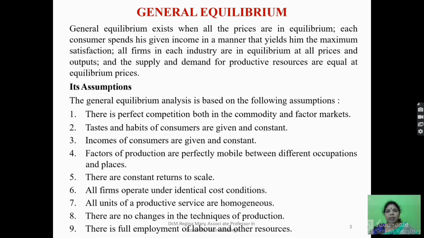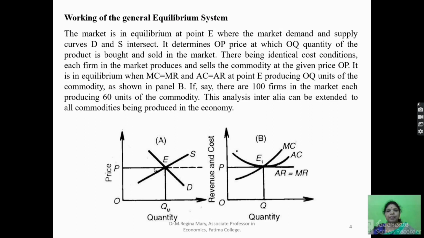Factors of production are perfectly mobile from one place to another place, and from one occupation to another occupation. There are constant returns to scale. All the firms are operating under identical cost conditions. All the productive services are homogeneous. There is no change in the techniques of production.